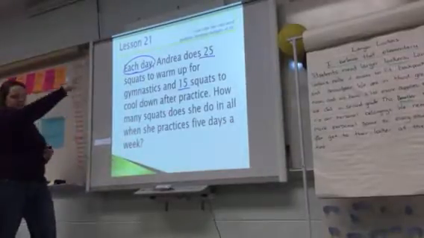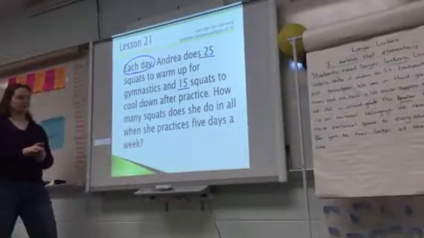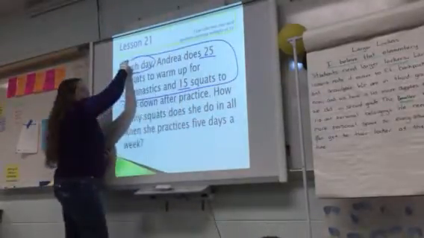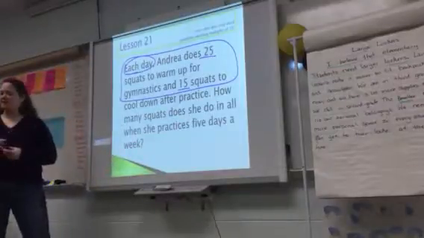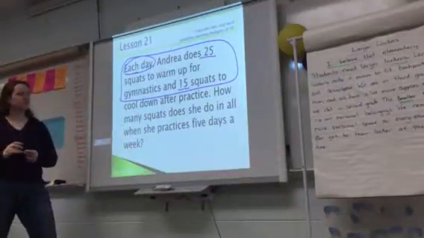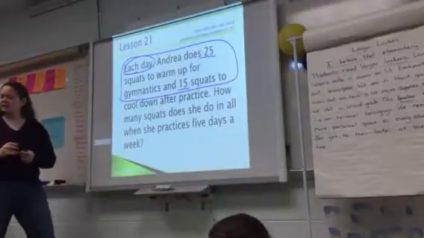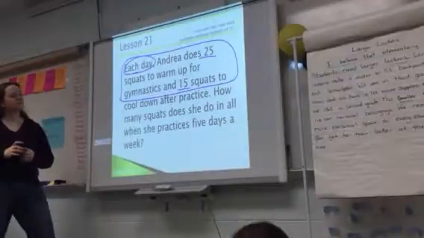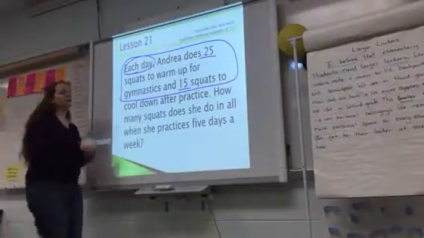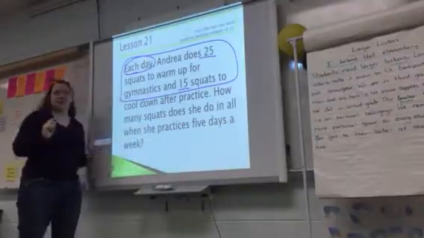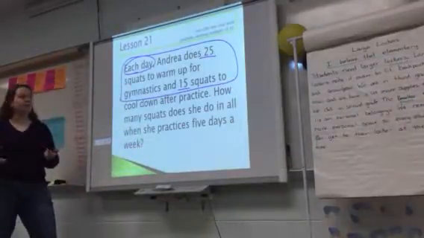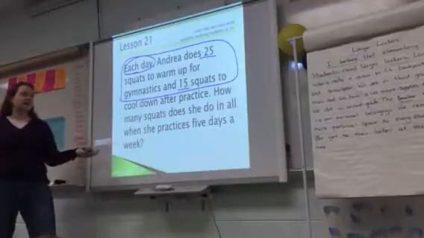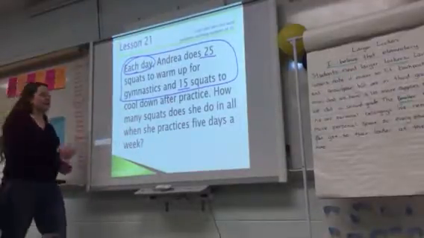So how many days is that? This is for one day. How do I find out how many squats she does total in a day? Oh, 40. How did you find that? 2 plus 1 equals 3, and then 5 plus 5 equals 10. Okay, so 20 plus 10 is 30, and then the 2 5s make another 10. We're at 40. He added up what she does before practice and what she does after practice. So that is 40.